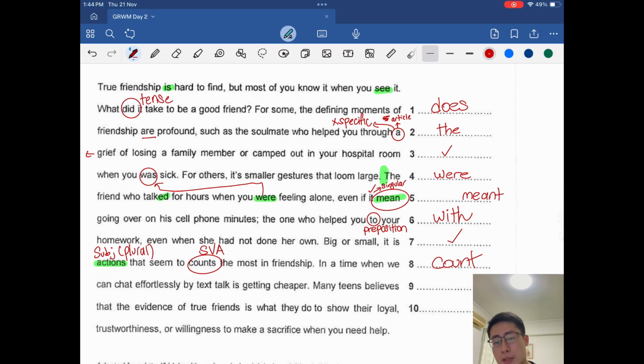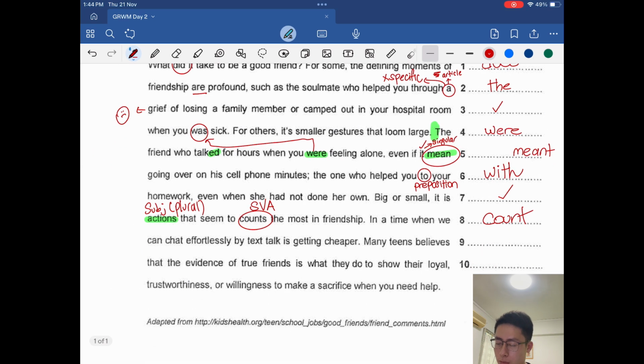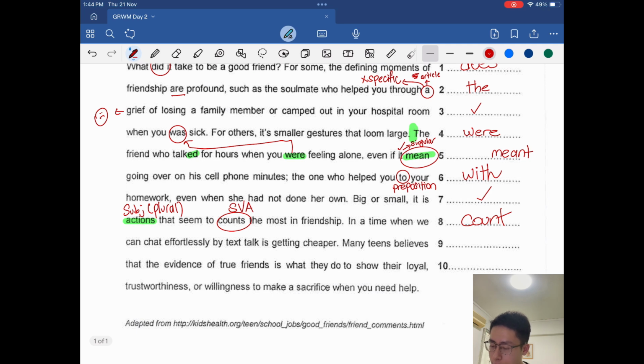That's quite common at the lower secondary levels. That's why this is a lower sec paper. Okay, that seem to count the most in friendship. In a time when we can chat effortlessly, right? Just pick up your phone and just call someone or WhatsApp or FaceTime. Chat effortlessly by text. Talk is getting cheaper. Okay, so far so good, right? Talk is getting cheaper. Many teens believes that blah blah blah.